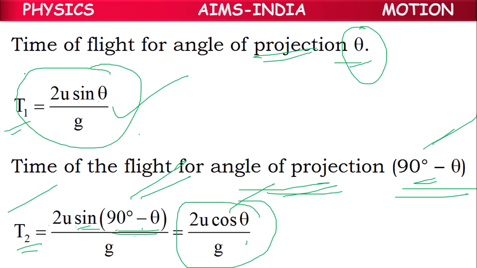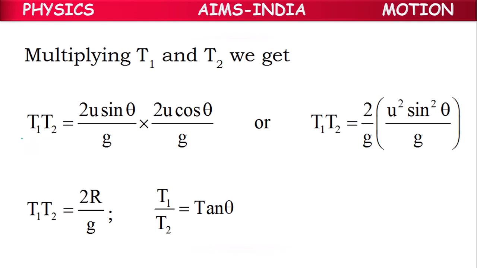So if you multiply T1 and T2, we will get 2u sin theta by g times 2u cos theta by g, or T1 T2 equals u into u, 2 into 2, 4 will come actually.